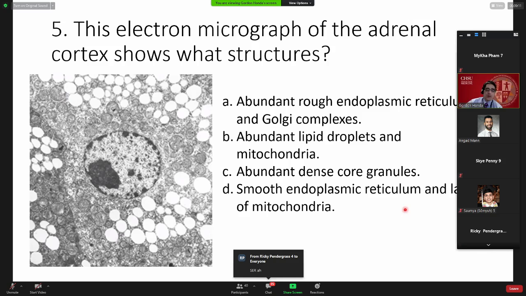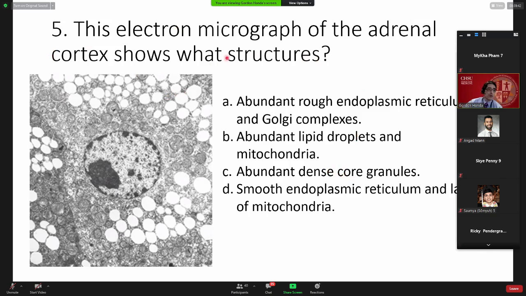Okay. The big thing is rough endoplasmic reticulum has ribosomes on it because they're producing peptides. So you think more of a peptide hormone here. And dense core granules are usually peptides. And so again, you would think they're producing peptides. Now there is an exception. That would be the adrenal medulla. It would have lots of dense core granules, but the question is about the adrenal cortex.